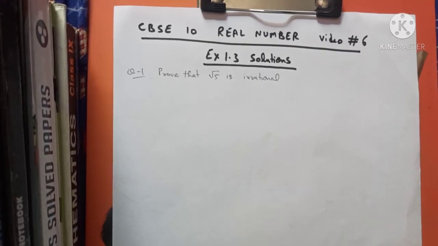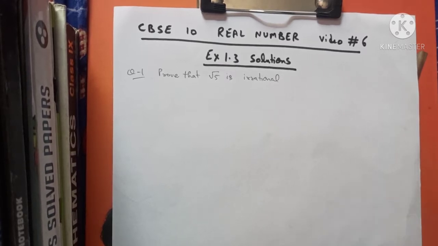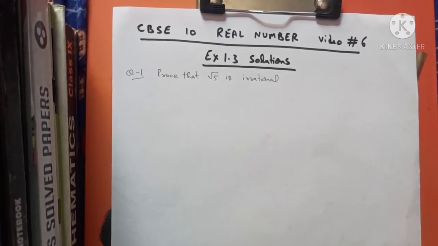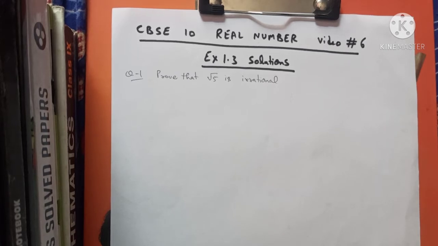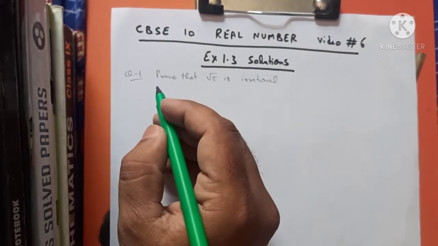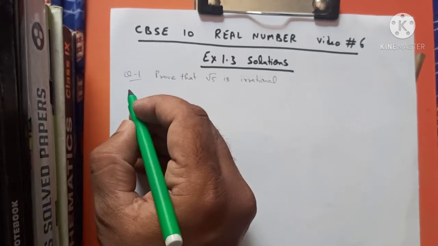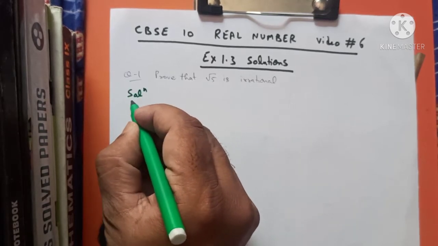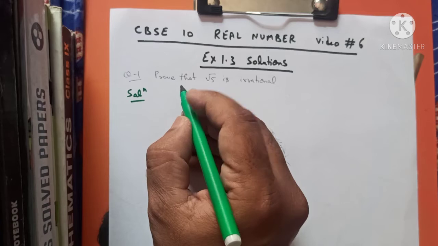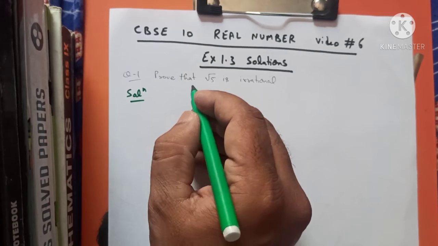Today we are going to discuss the solution of exercise 1.3. Those who have not watched the introduction of this exercise 1.3 are requested to watch that video to get a better understanding of this. So question number 1 is: prove that root 5 is an irrational number. We will start the solution in a similar manner, by the contradiction method only.